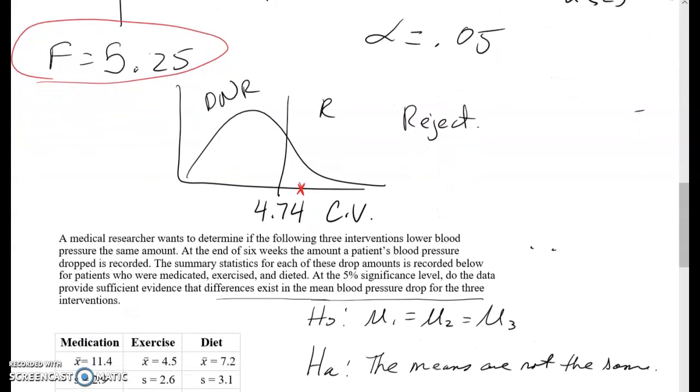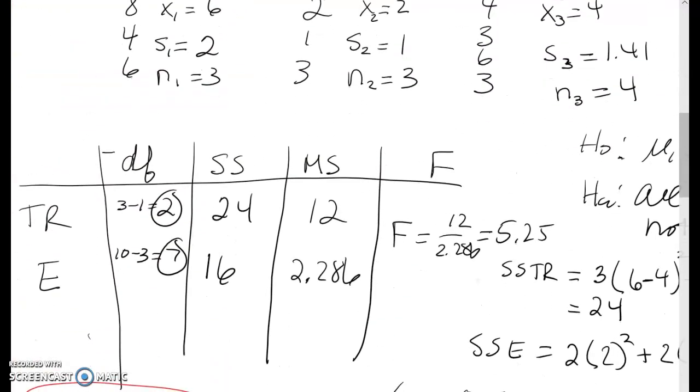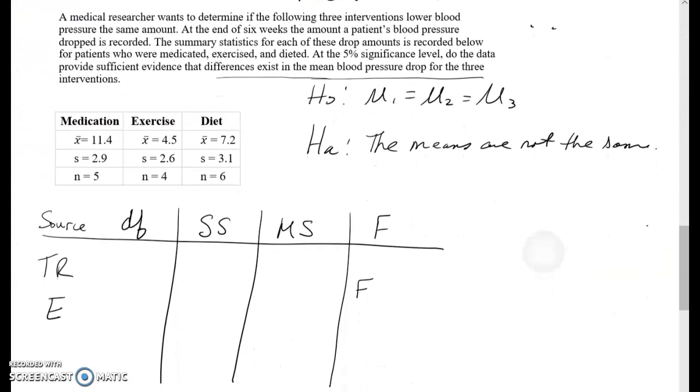What I would like to do is complete a problem where, again, you are given summary statistics. So here's a problem. You should hit pause for a second, read it. So as you notice with this problem, we are looking to see if at the 5% significance level, the data provides sufficient evidence that differences exist in a mean blood pressure drop for the 3 interventions. Those interventions are medication, exercise, and diet.